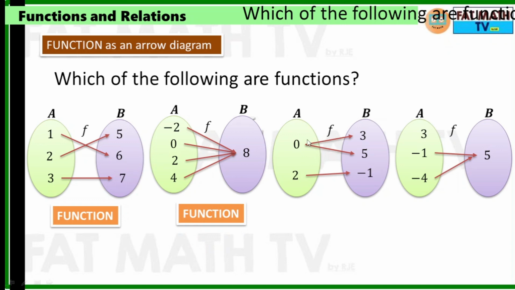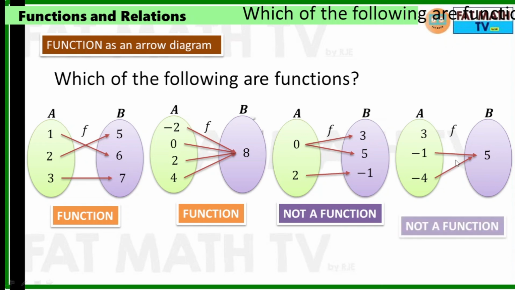And then the third one, is each element paired to only one value here? No. 0 is paired to 3 at the same time it is paired to 5. So this is not a function. And lastly, number 4, this is also not a function because 3 has no pair. Each element from the domain should have exactly one pair from the second set. So since 3 has no pair, this one is not a function.